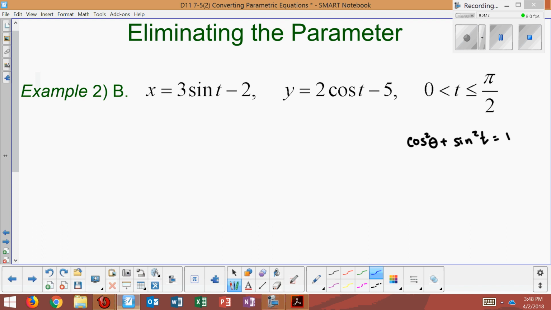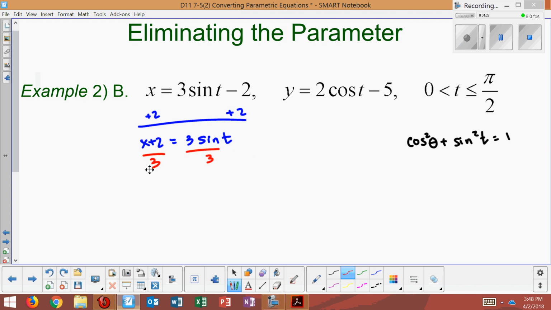So the first thing I need to do here is add 2 to both sides. So I now have x plus 2 equals 3 sine t. I need to get sine by itself, so now I'll divide by 3.